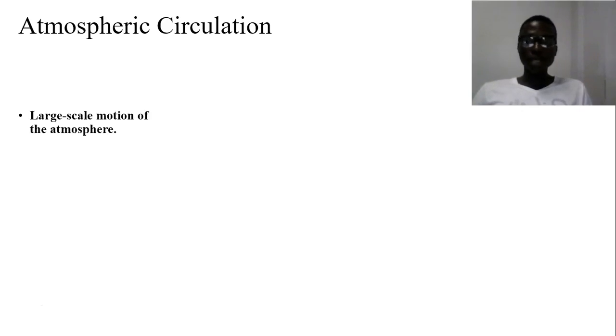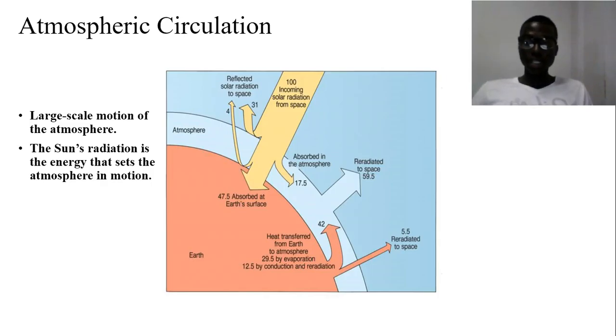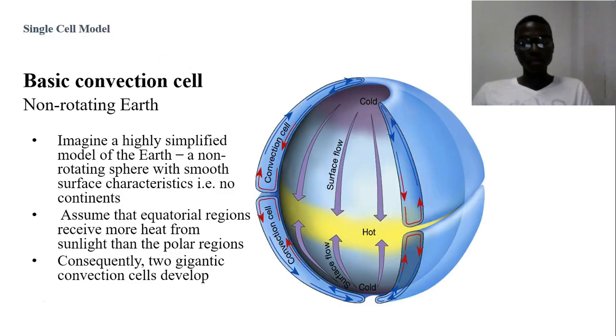Atmospheric circulation is basically referring to a large-scale motion of the atmosphere. The sun's radiation is the energy that sets the atmosphere in motion. So when the sun's radiation hits the Earth's surface, great things actually happen. A large fraction of the solar radiation is absorbed, another fraction is reflected back, and some fraction is radiated back into space. And as such, we end up having a distribution of heat, and our planet is kept cooler.